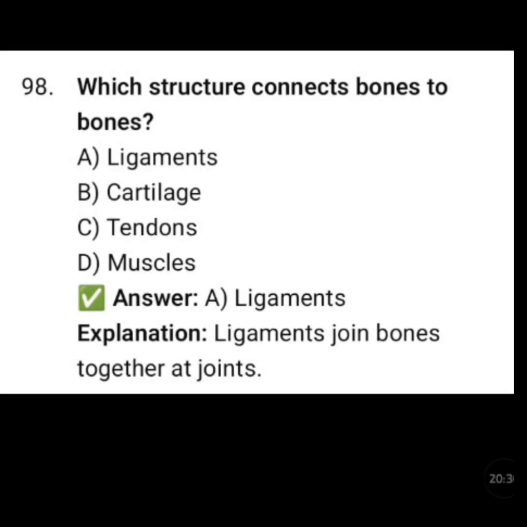Which structure connects bone to bones? Ligaments, cartilage, tendons, muscles. The correct answer is option A, ligaments. Ligaments join bones together at joints.